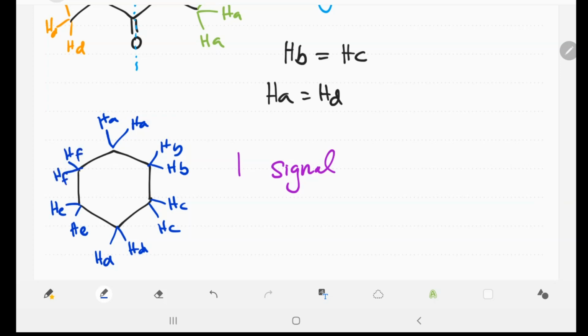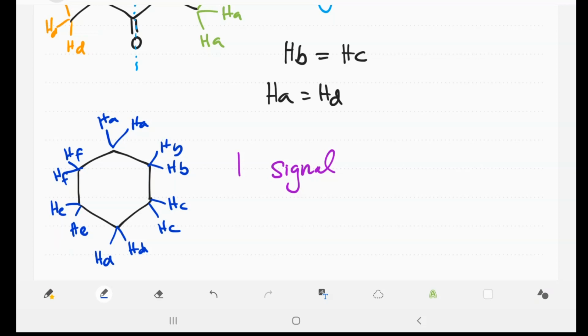Now, interestingly enough, the reason that we know these chairs exist, the reason for all these chair things, we would actually see a difference between axial and equatorial hydrogens if we really cooled this down. But that's outside the scope of this. Normally, we would see one signal because they're all the same.